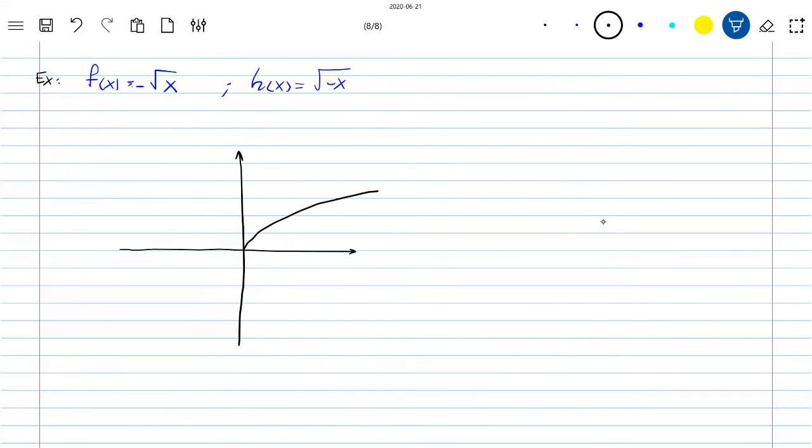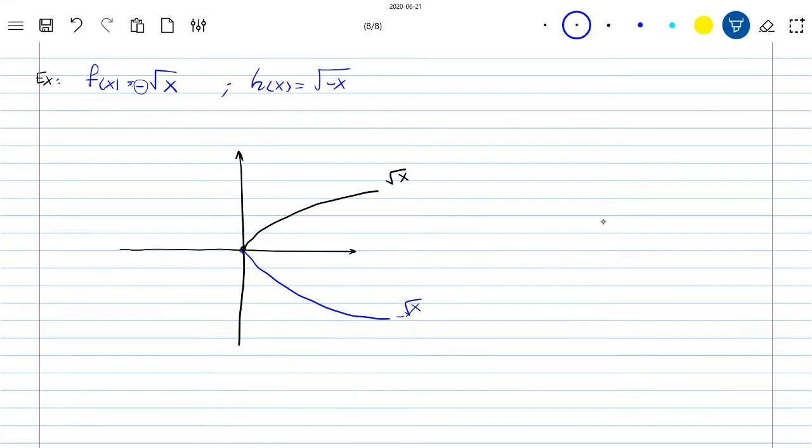this is the graph of square root of x. So how would f of x look like? f of x is negative times square root of x. That negative is multiplied outside. So multiplying outside means reflection about the x-axis. So this would be the graph of negative root x.